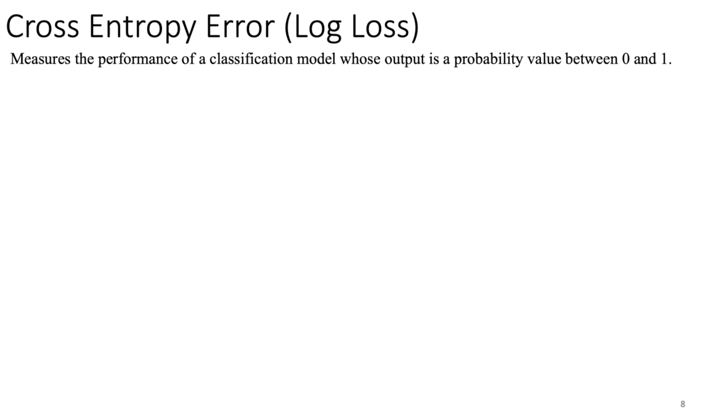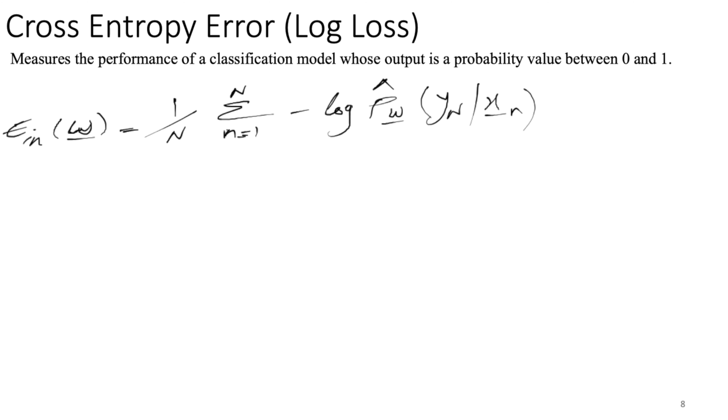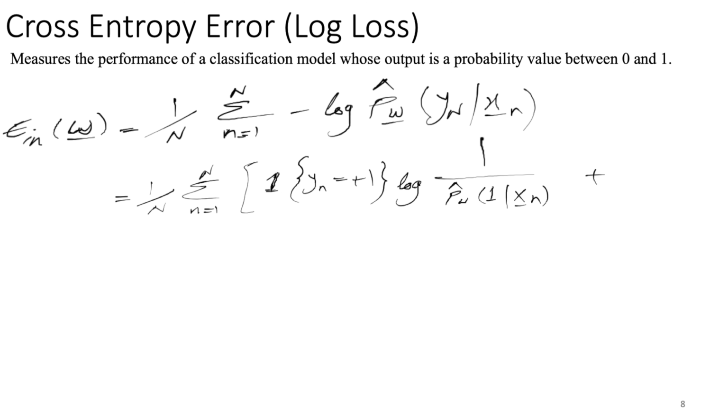So the definition, I mentioned it there. It measures the performance of a classification model whose output is a probability value between 0 and 1. Okay, so now we're going to see how we relate the in-sample error to that. So we had this in-sample error of vector w, which was 1 over n, the sum from n equals 1 to N of minus the log of the probability we have, yn given xn.